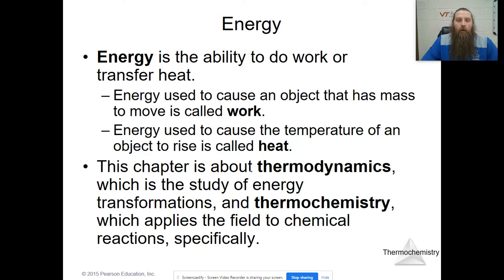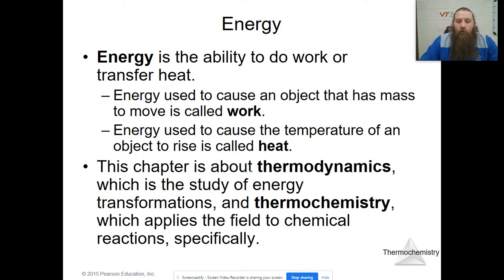All right, so let's start with a brief review of what energy is. Okay, so energy is the ability to do work or to transfer heat. Energy used to cause an object that has mass to move is what we define as work. And if you're just causing the temperature to rise, we're going to call that heat. Okay, so hopefully that's some review from last year.